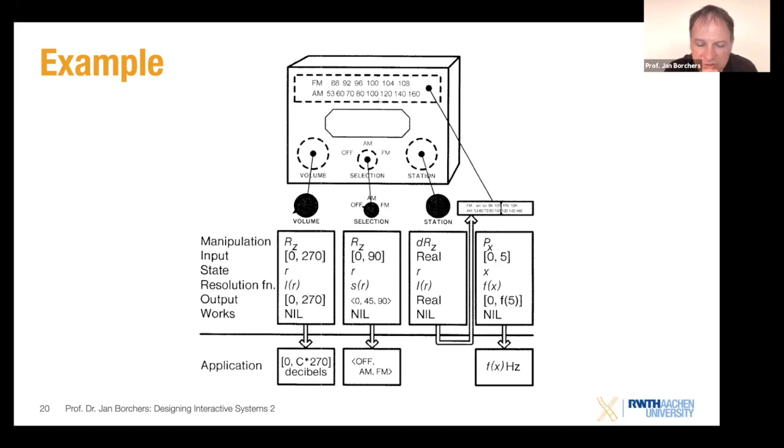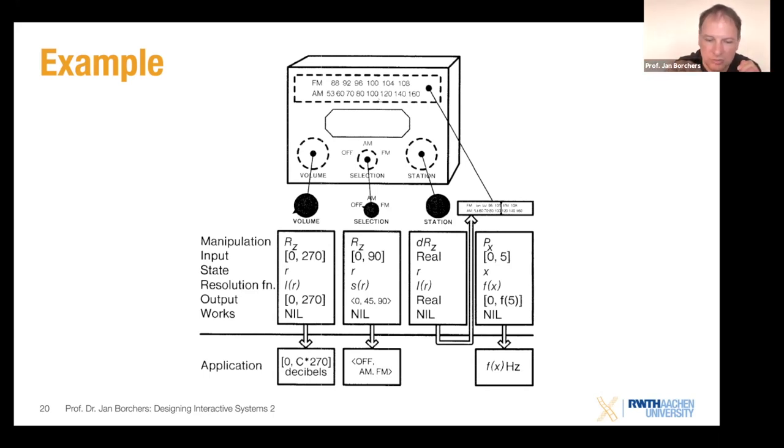By just looking at the station button, without looking up at the top of the station display, I don't know what state the button is currently in. I couldn't tell. So the input is now no longer just a limited interval of numbers, a continuous interval, but it's actually a real number. It could be anything, because you can tweak it and keep turning this thing.